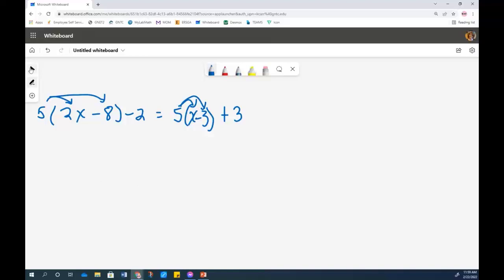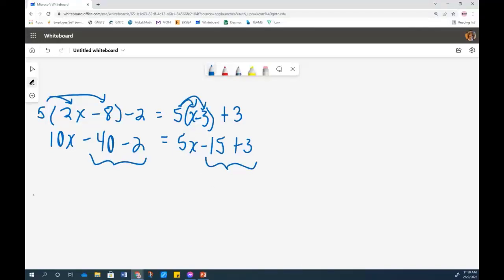So we're going to, again, simplify first. So I end up with 10x minus 40, I still have a minus 2, equals 5x minus 15, and I still have a plus 3 sitting there. So again, still simplifying. On each side, I can combine like terms. So 10x minus 42, because those are both negative, equals 5x minus 12. Now is when I'm really ready to start that solve process.